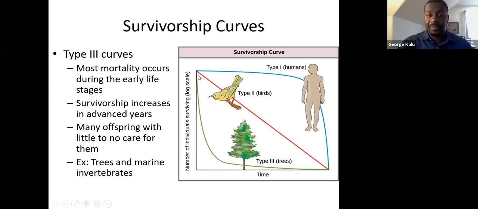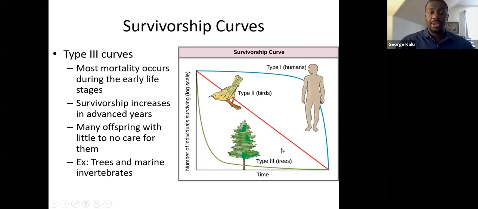Trees will have a pretty high mortality rate early on in their life. If we see seeds that are getting planted right away, the chance of them surviving is going to be pretty low because of predation or because they didn't land in a favorable environment. There's going to be lots of factors at play that cause those plants to not be able to survive. But if they are able to take root and survive to a particular age range, the likelihood of them surviving is going to be relatively high, and they're going to be able to survive for long periods of time, even deep into their advanced years.